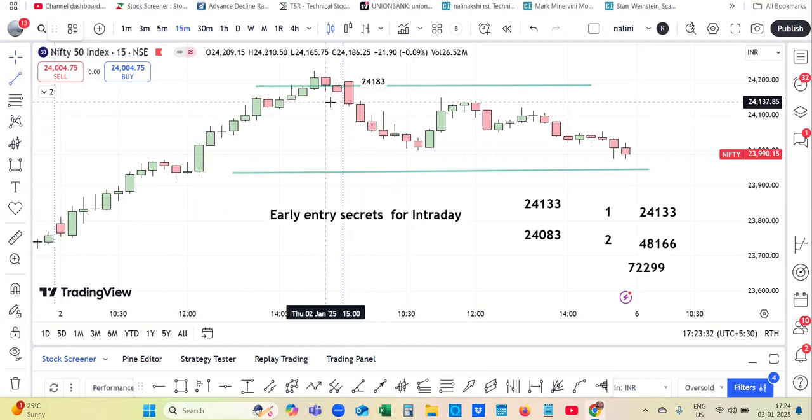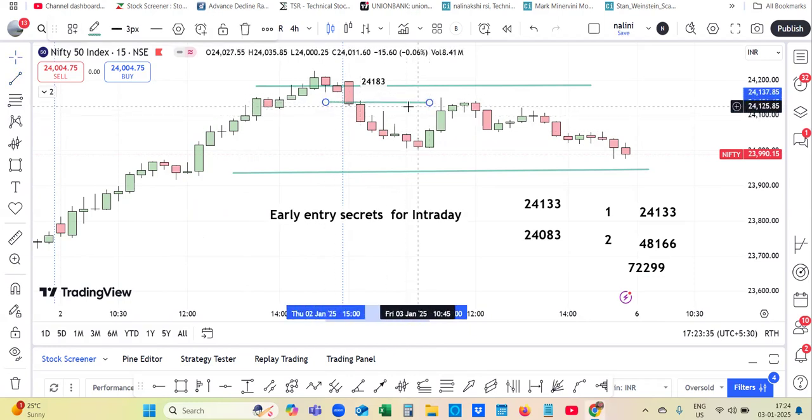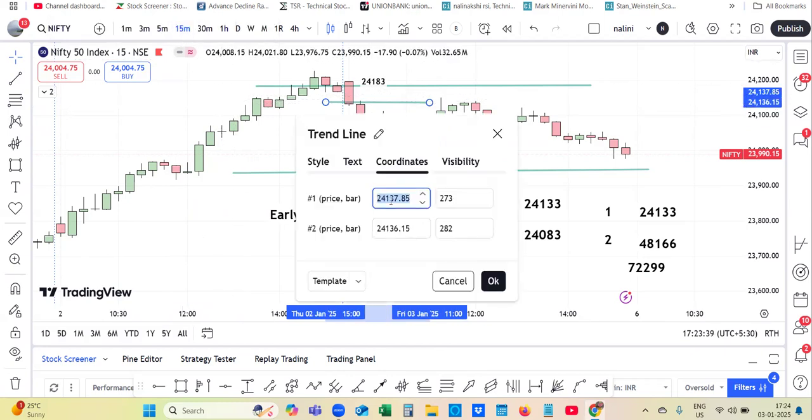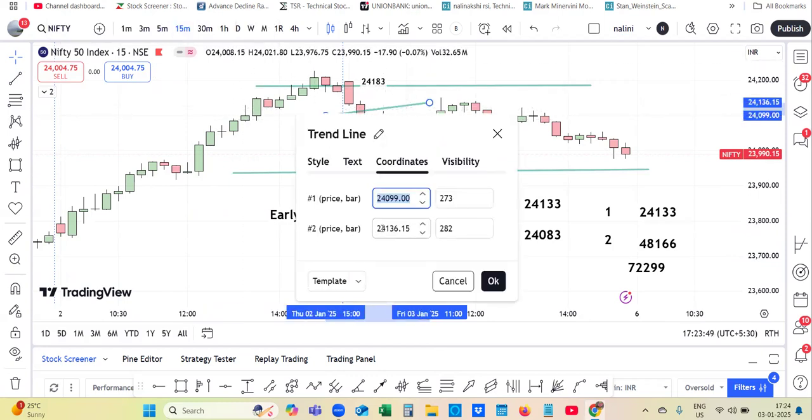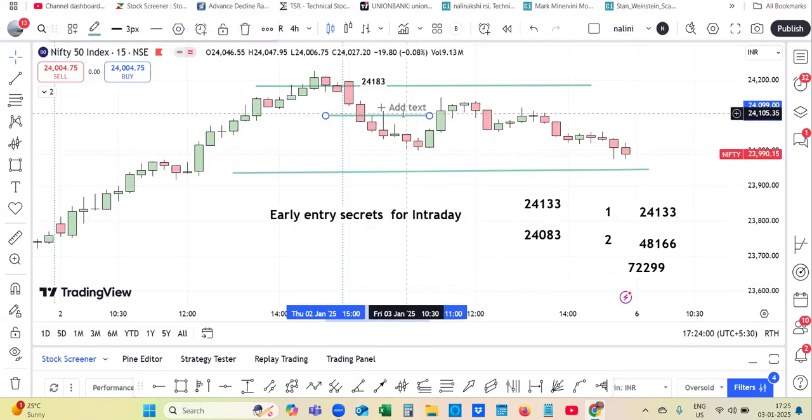Let me place a horizontal line here and adjust it to 24,099. It's a trend line. When I adjust, this is the weighted average price of the two candles, 24,099, and the second candle has closed below this, at 24,083. For me, it acts as a guideline.